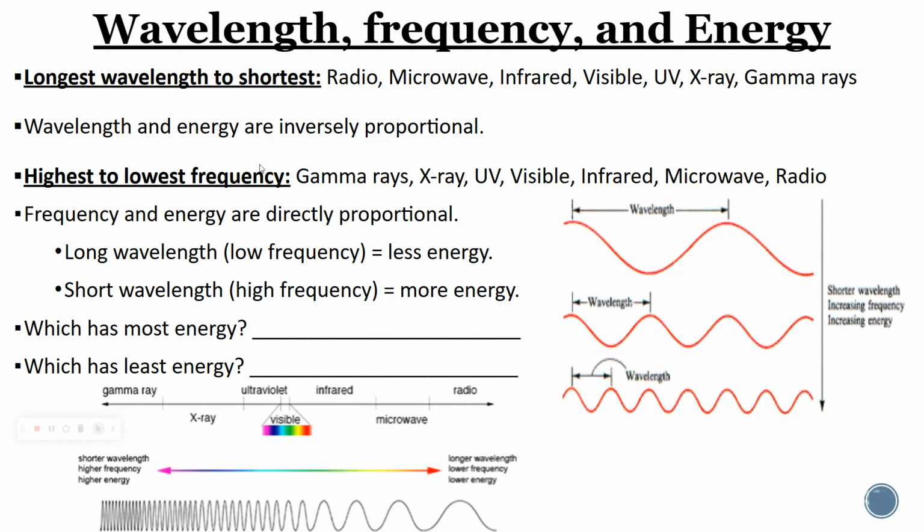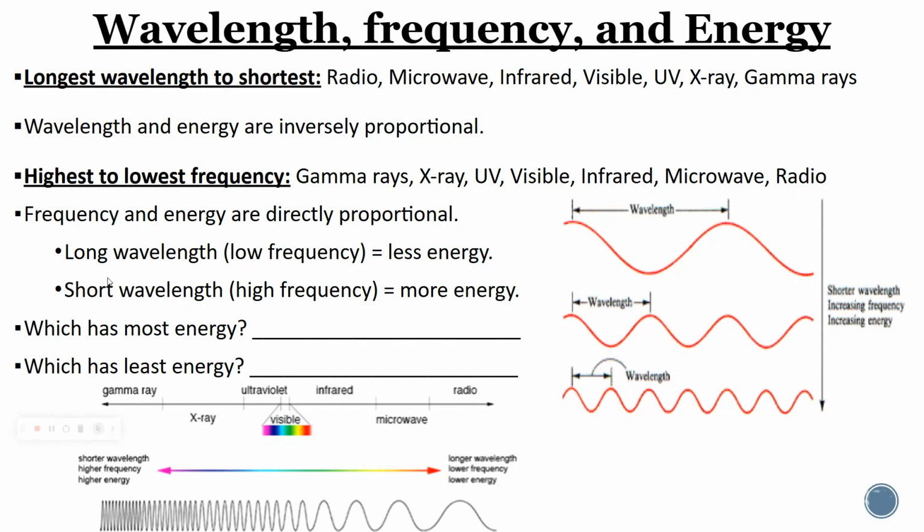The relationship between frequency and energy is that they're directly proportional. Directly means they go in the same direction. So the higher the frequency, the more the energy. In other words, the longer the wavelength or the lower the frequency, the less energy there is in it. The shorter the wavelength, in other words the higher the frequency, the more energy there is in it.